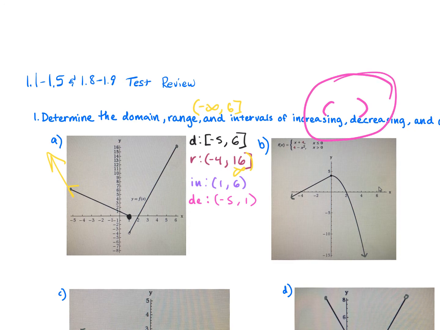Am I constant anywhere here? Nope. So for constant, I would put none, or NA. Can you just not write anything? No, you have to write something. So just write none or something like that if there's no constant, or if it's not increasing anywhere.